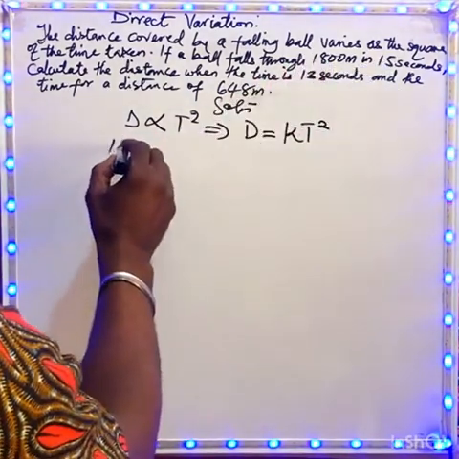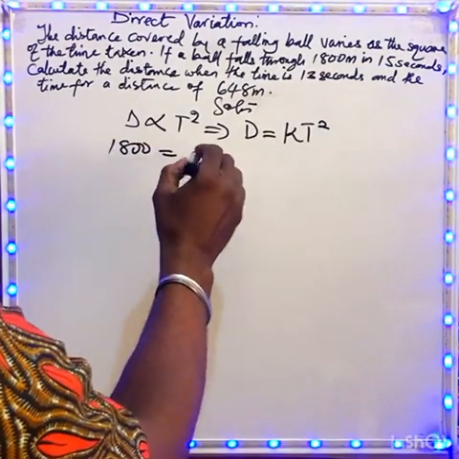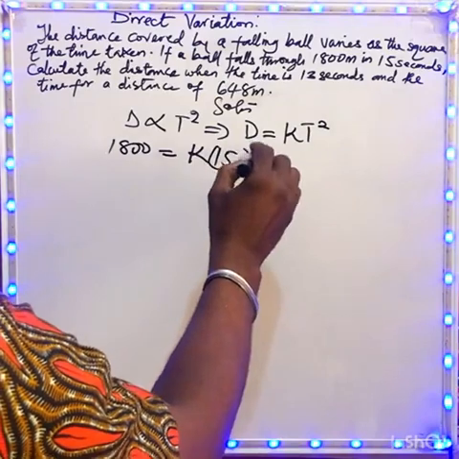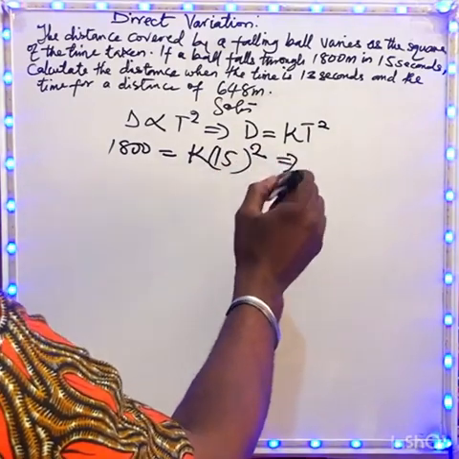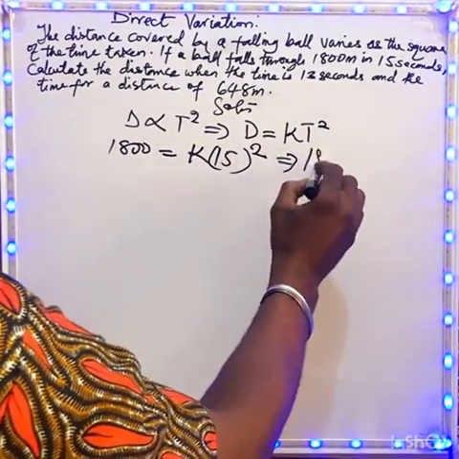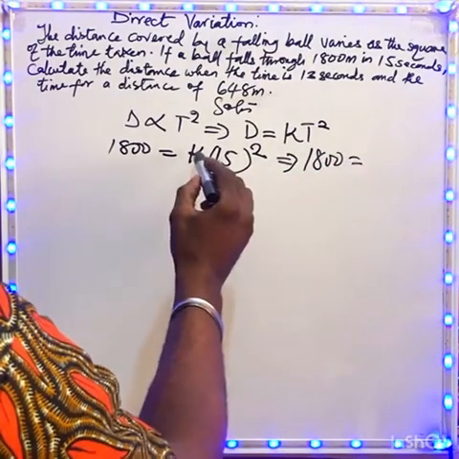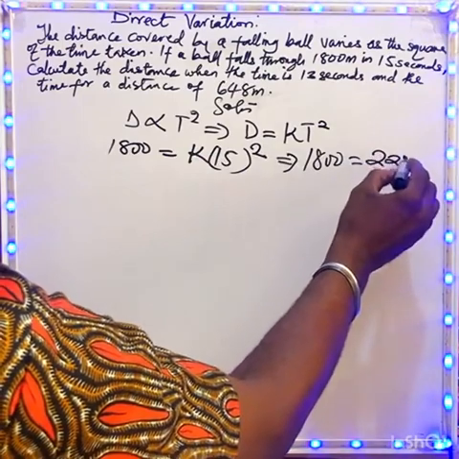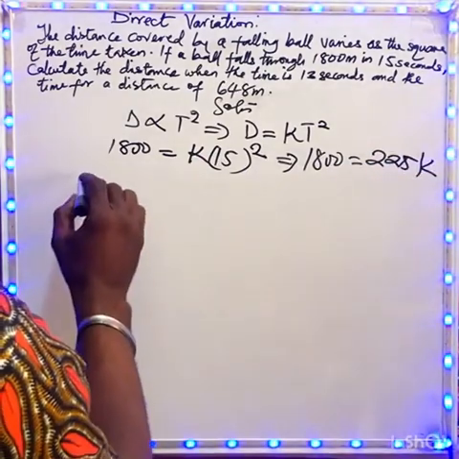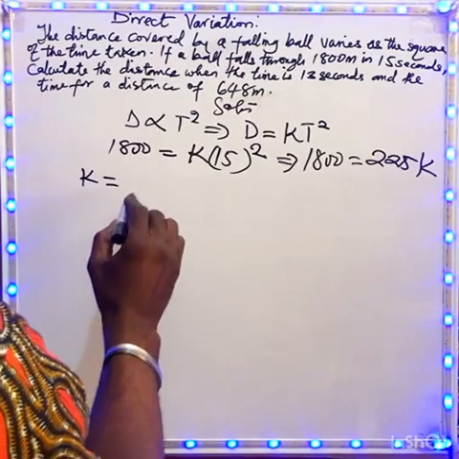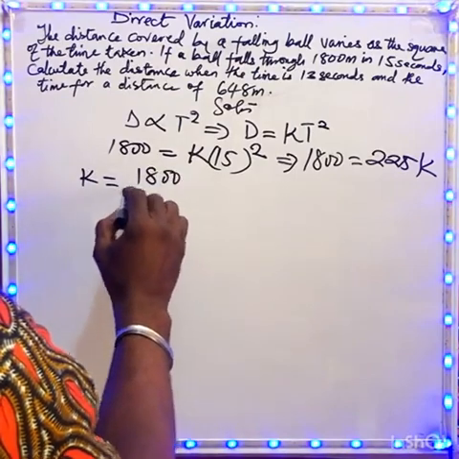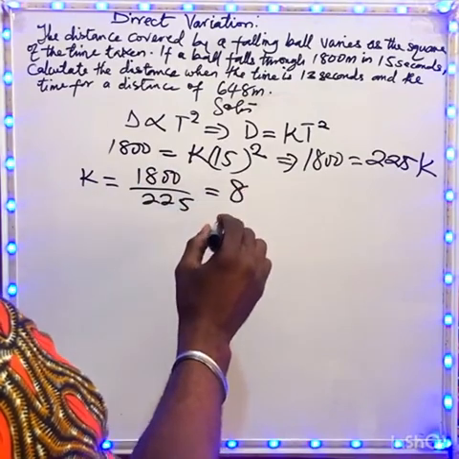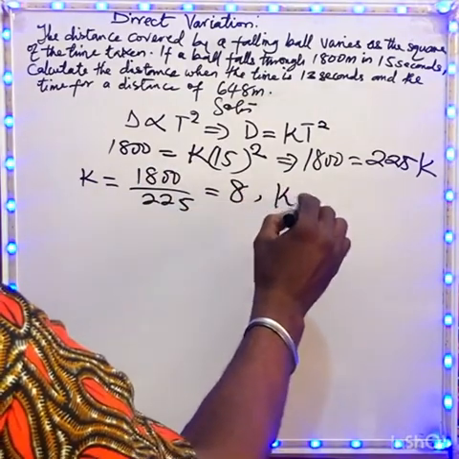You were told that the distance is 1,800 meters when the time is 15 seconds. So it implies that 1,800 is equal to k multiplied by 15 raised to power 2, which is 225, which will give you 225k. So k is equal to 1,800 divided by 225, which gives you 8. The constant we have calculated is 8.